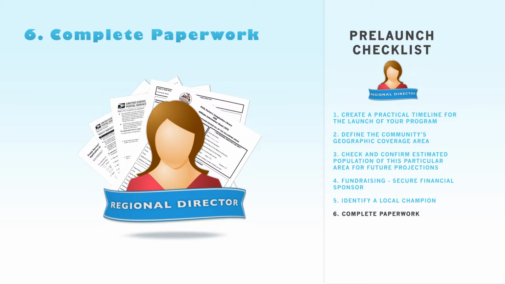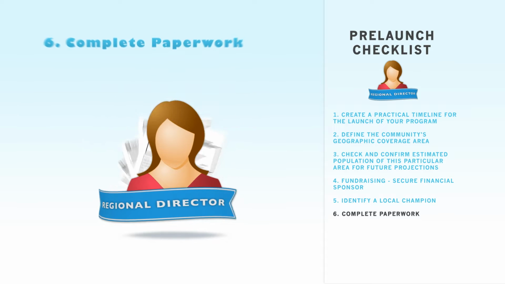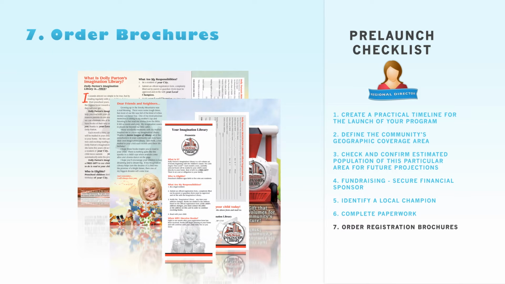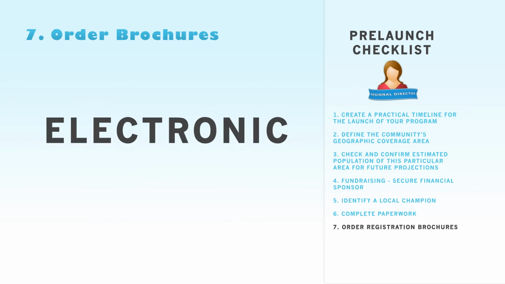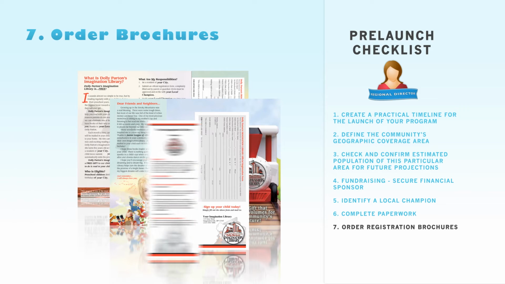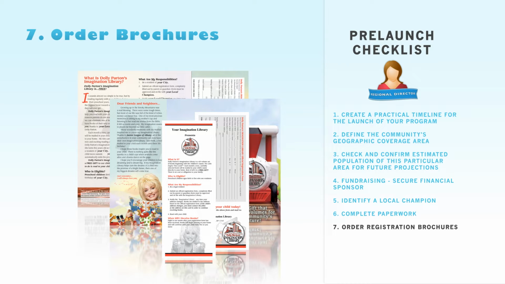When all paperwork is completed and submitted to your regional director, you can now begin the promotion of your program by ordering registration brochures and other materials that carry both the Dolly Parton image and the Dolly Parton's Imagination Library brand. Registration brochures are ordered through your regional director and are available in English and Spanish in both electronic and traditional paper formats. Costs for registration brochures vary depending upon which type is ordered, and both can be customized with your community and organization's branding information.